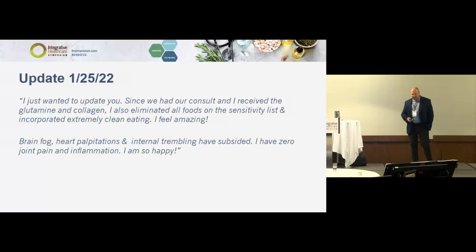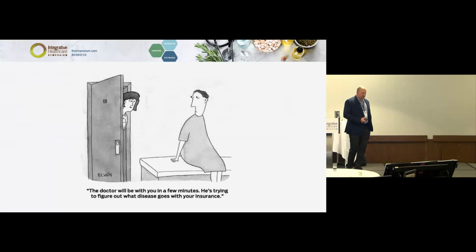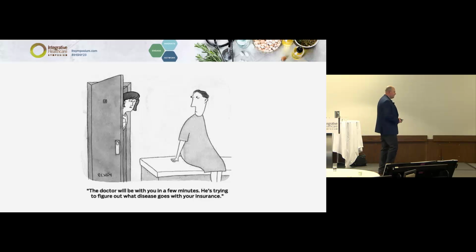The last thing I want to leave everyone with is this little cartoon. The doctor will be with you in a few minutes. He's trying to figure out what disease goes with your insurance. The point here is the patients that I work with have very good insurance, or they may have HSAs, but I still use client bill accounts with LabCorp, Quest, and Cleveland Heart Lab because I don't want insurance to dictate what we order. If I want to repeat stuff in 2 or 3 months, we don't want to be limited.